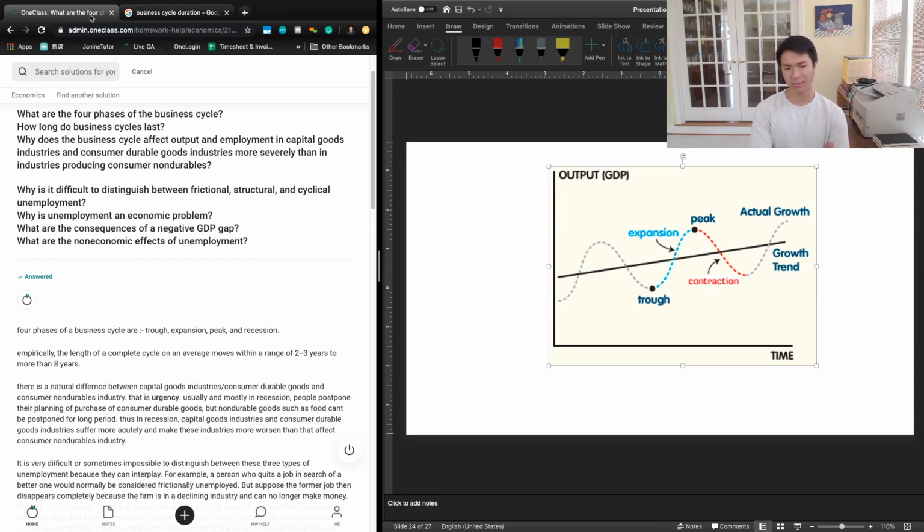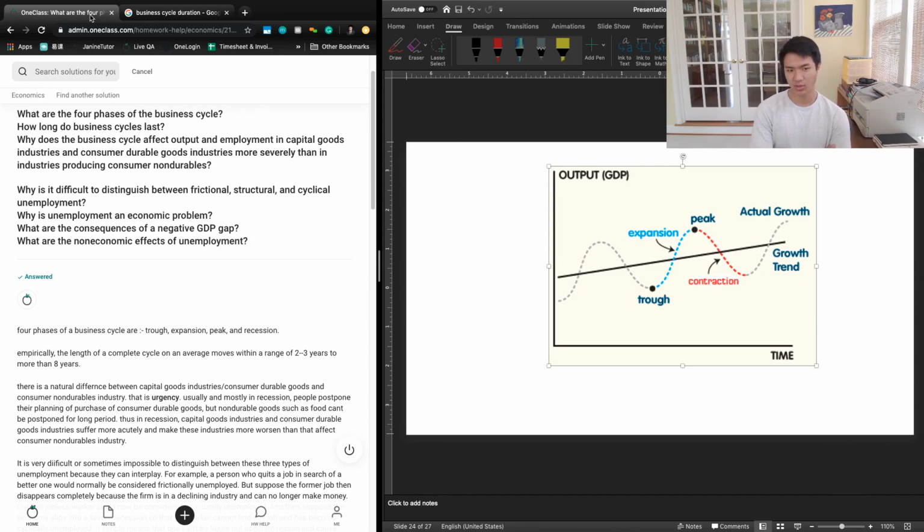Thus, in recession, capital goods industries and consumer durable goods industries suffer more acutely and are made worse off than consumer non-durable goods industries. So yeah, that's a good answer. Again, that sentiment of urgency or need, that's why non-durables are going to be more recession-proof.